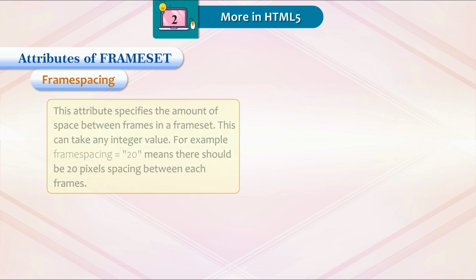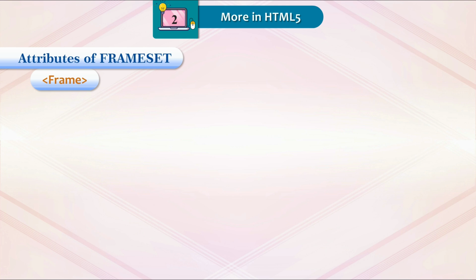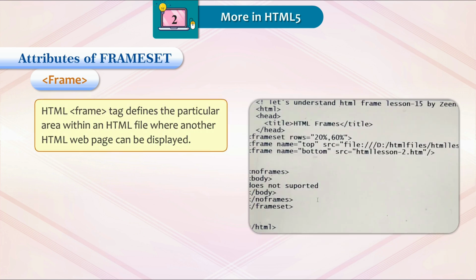Framespacing. This attribute specifies the amount of space between frames in a frameset. This can take any integer value. For example, framespacing 20 means there should be 20 pixel spacing between each frame. Frame. The HTML frame tag defines the particular area within an HTML file where another HTML web page can be displayed.